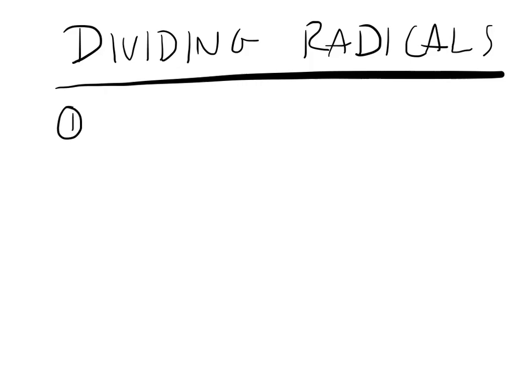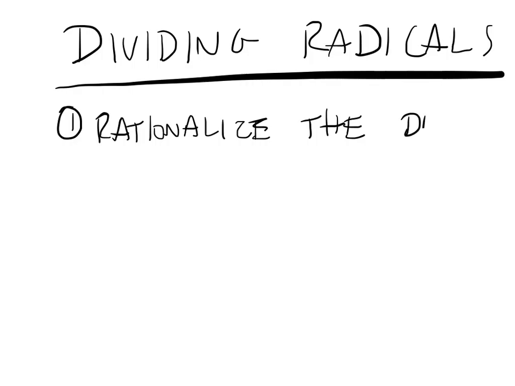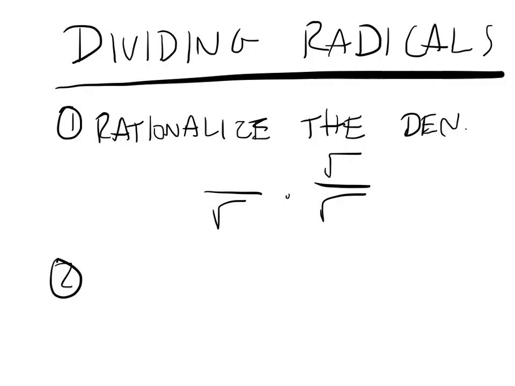The first thing we're going to do is what's known as rationalize the denominator. I'm going to write "rationalize the denominator." What that means is whenever you have a square root in the bottom, you're going to multiply by that square root on the top and the bottom. That's hopefully going to get rid of our square root in the denominator. The second thing we're going to do is simplify and make sure that it's as simple as we can make it.